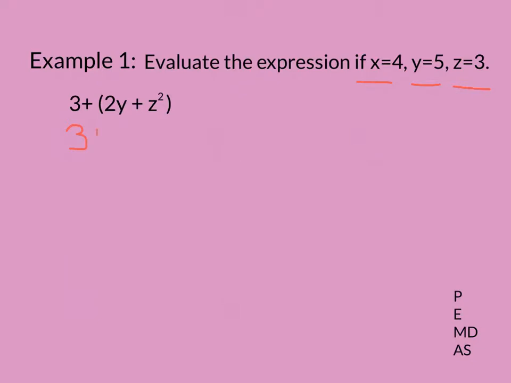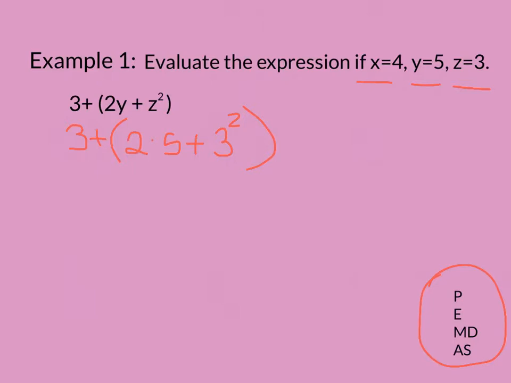We have 3 plus parentheses, and now you see 2 times y, but instead I'm going to do 2 times my y, which is 5, plus z squared, and so my z is 3 squared, close my parentheses. So I've simply rewritten the problem, replacing my variables with the given values. So now I go to my PEMDAS and follow my order of operations. So parentheses is first. Well, there's lots in parentheses.